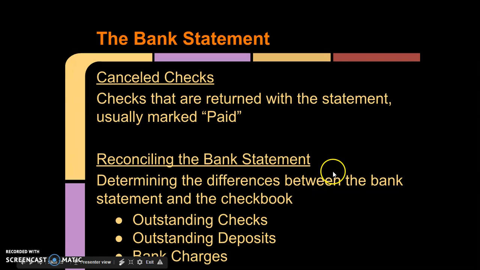Now, canceled checks are checks that are returned with the statement, usually marked as paid. We then have to reconcile the bank statement, which is going to determine whether or not our numbers are going to match for ending balances, considering outstanding checks, outstanding deposits, and bank charges. Outstanding checks and deposits are checks and deposits that we have written and accounted for in our records, but have not yet cleared the bank. So we have to do a math calculation to determine whether or not the balances are going to equal each other, and also take into consideration any bank charges that are included on that statement.